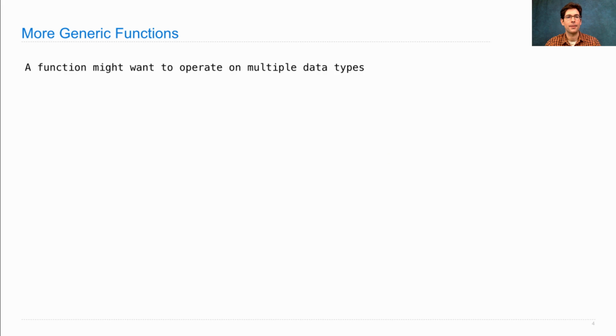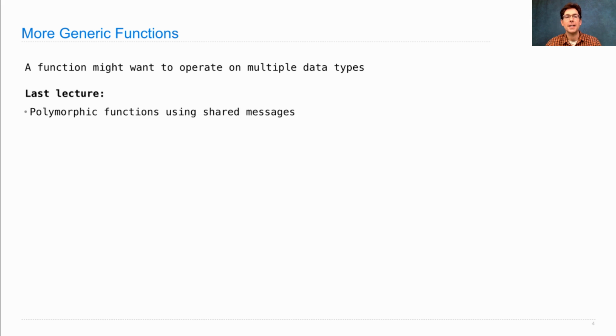We'll continue our discussion of generic functions. This time talking about generic functions of multiple arguments. A function might want to operate on multiple data types, so take multiple different data types as arguments and still do the right thing. We saw examples of this last time with the str and repr functions that are built into Python.